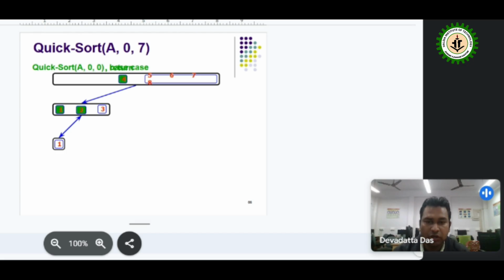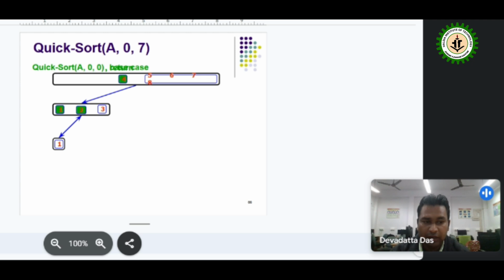So in quick sort, I'm just taking 8 elements. At first we have to choose the pivot element. The pivot element can be chosen from any side, right or left. After choosing the pivot element, we have to compare it with the other elements. The pivot element is compared with the other elements, and if the value on the left side is less than the pivot element, then it will be swapped.